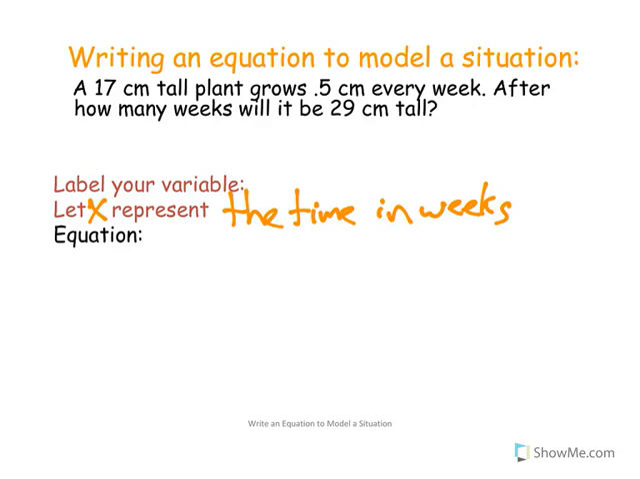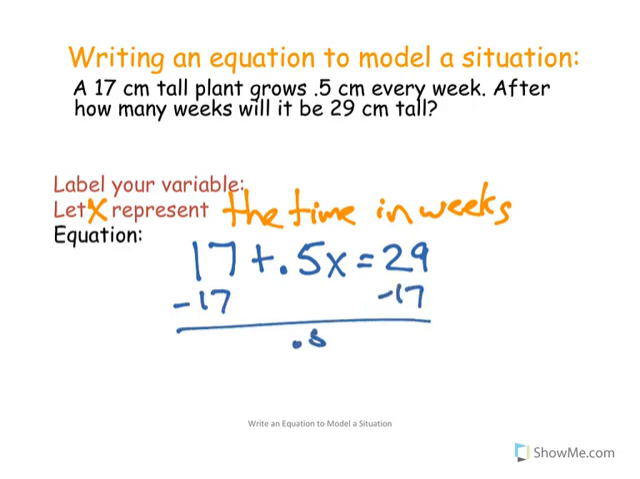My plant is 17 centimeters tall, and it's growing 0.5 centimeter every X weeks, okay? So the height at any given time is the initial height of 17 plus 0.5 per week, where X is the time in weeks, and that's going to give us 29. So this should actually be pretty easy, I hope. So I get 1/2 X equals 12.